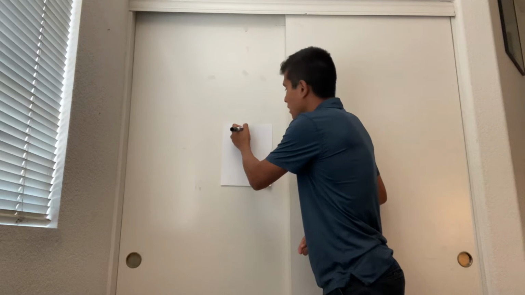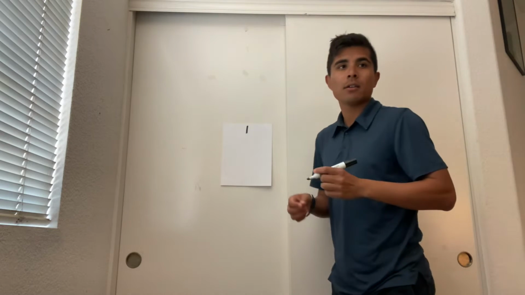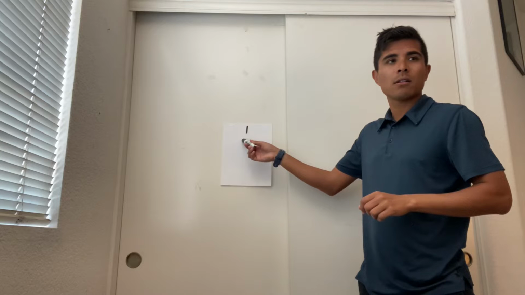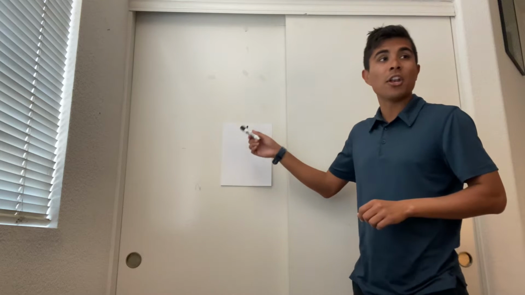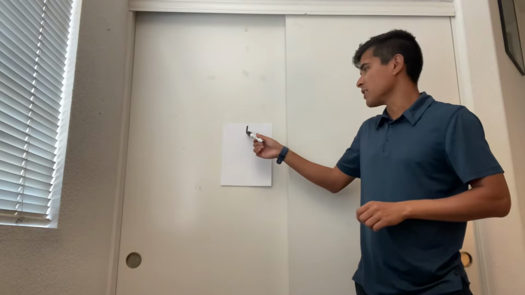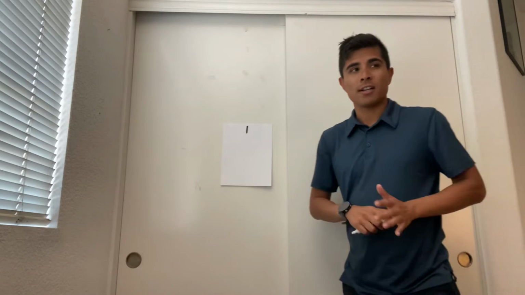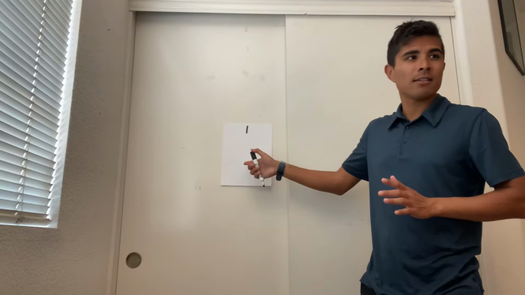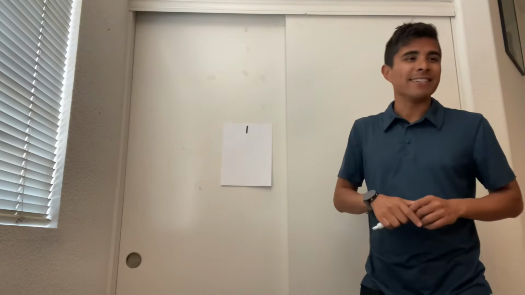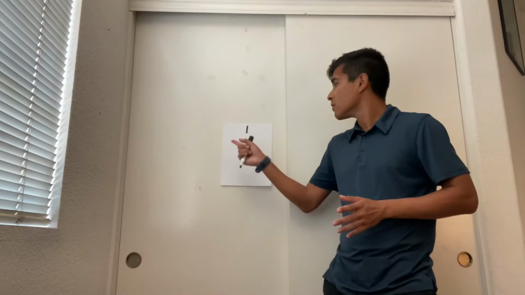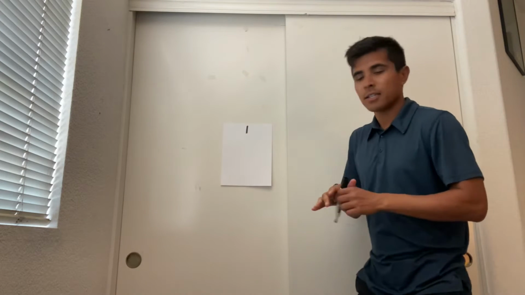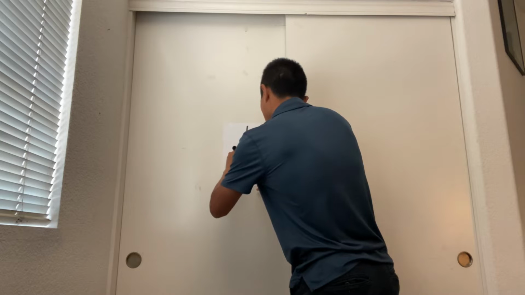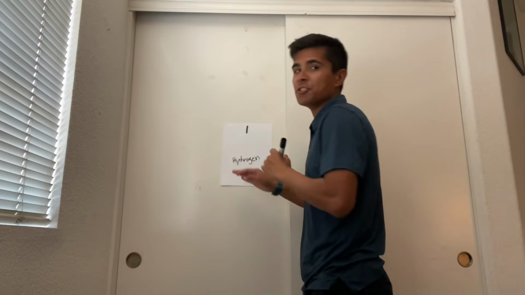So I'm going to put a 1. Can anyone tell me why there's a 1 up there? Right, this is the atomic number. The atomic number, the amount of electrons and protons that are in what element? Anyone? Hydrogen. Good. So 1 electron, 1 proton, it'll have hydrogen.